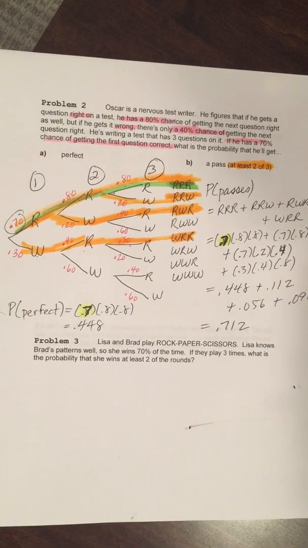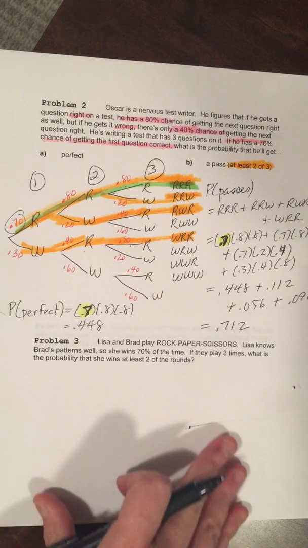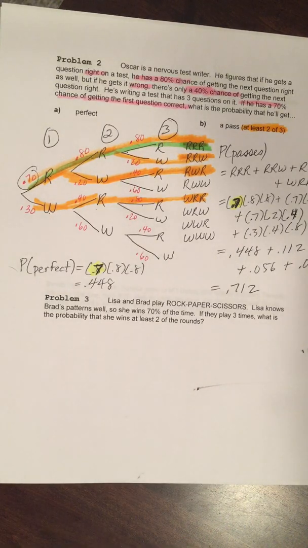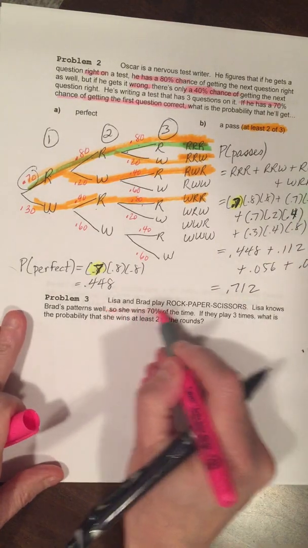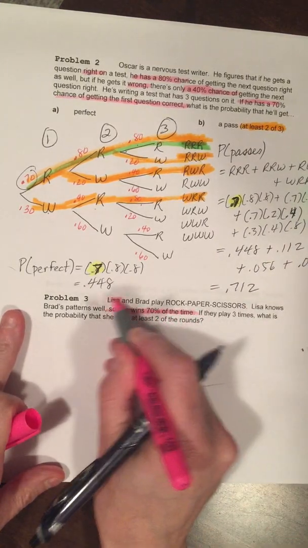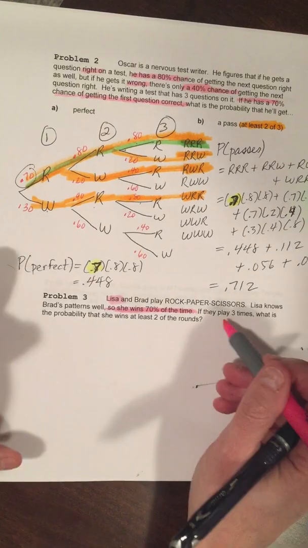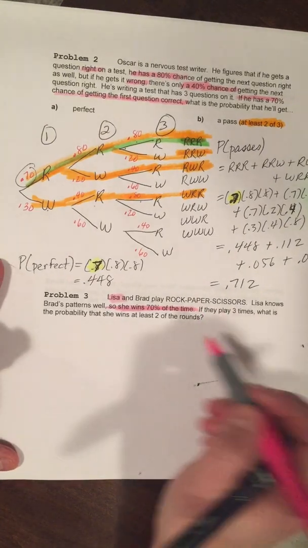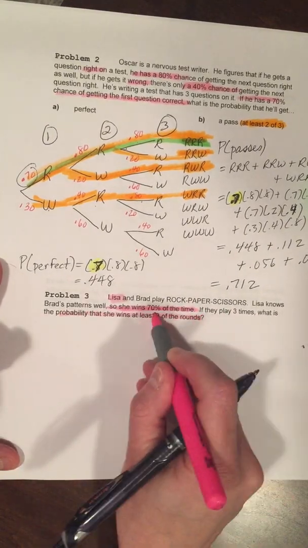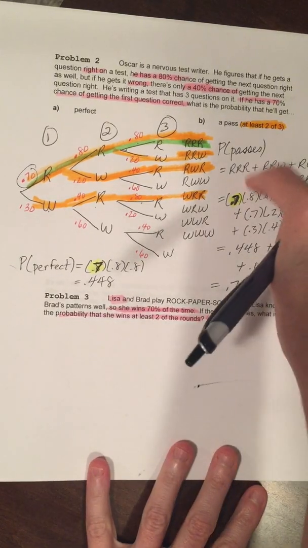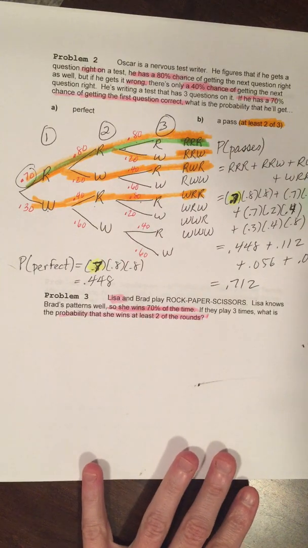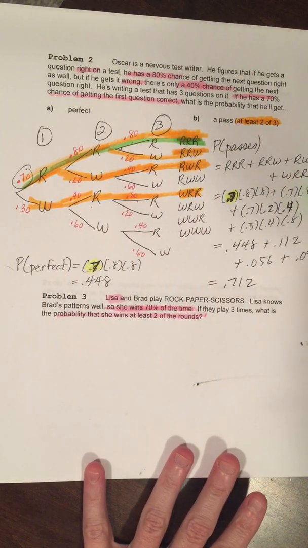Lisa and Brad play rock, paper, scissors. Lisa knows Brad's pattern, so she wins 70% of the time. If they play 3 times, what is the probability that she wins at least 2 of the rounds? That's very similar to this part B.